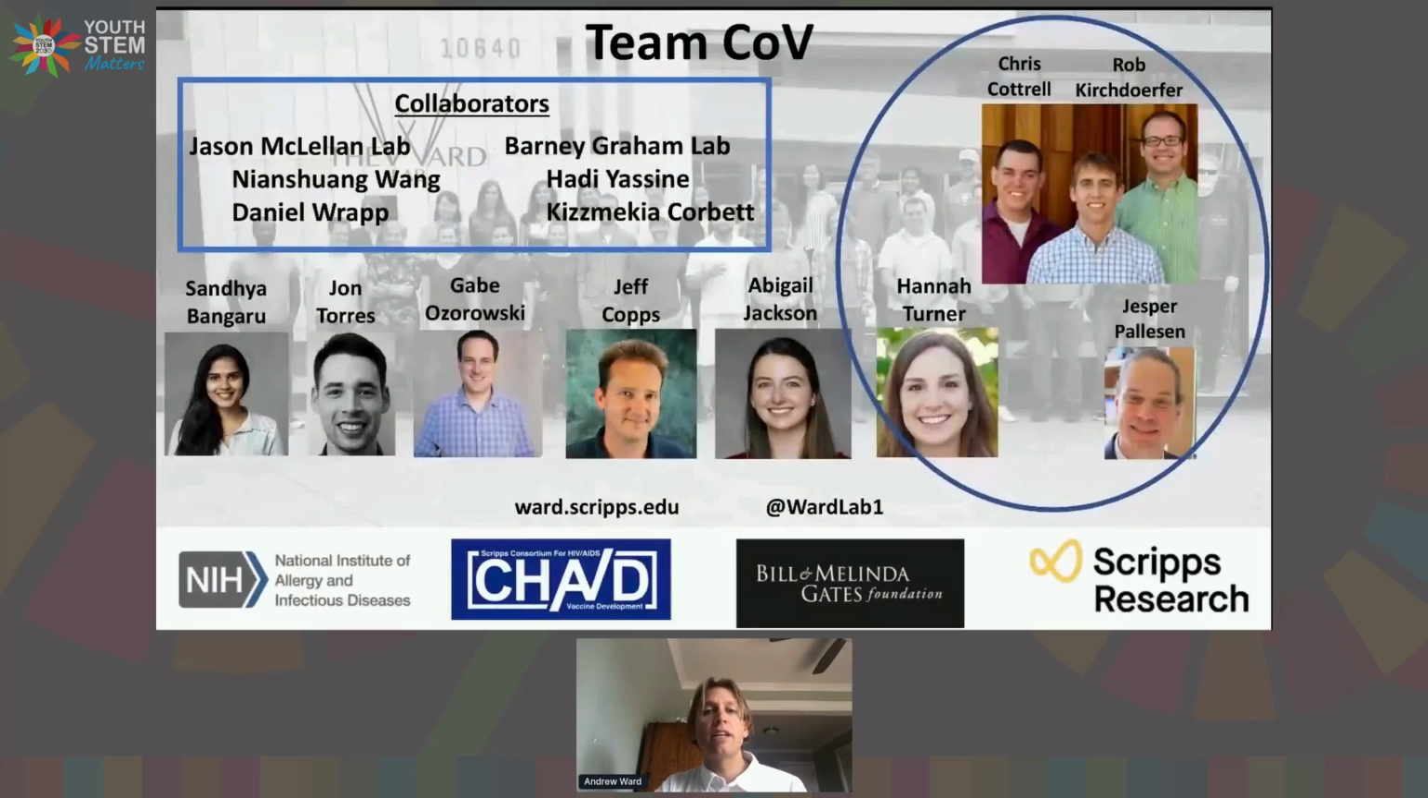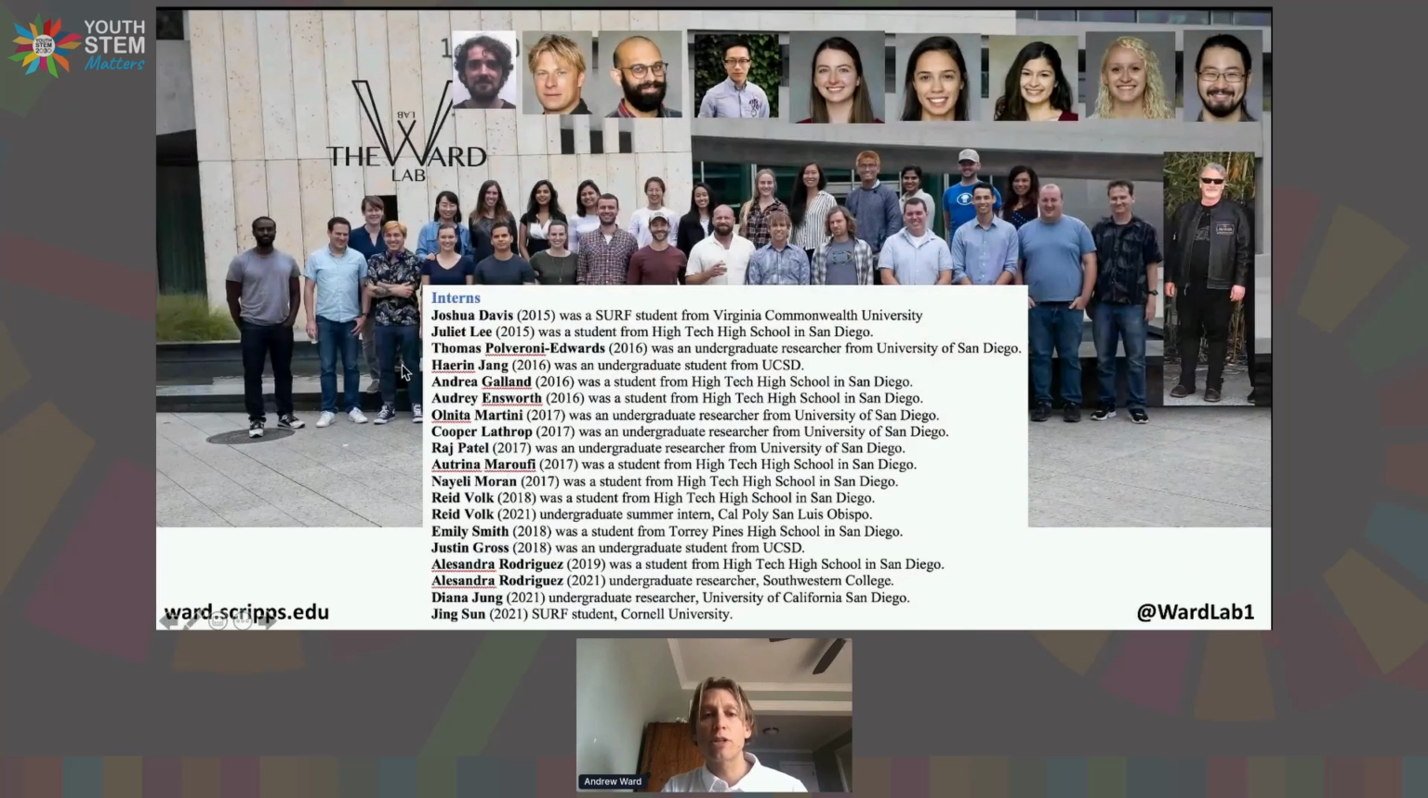So just to end and acknowledge, this is a really fantastic collaboration with the labs of Jason and Barney. This is the original coronavirus structure team from my lab that did the original work. And then we have a team still working on coronavirus research. We've had generous support from the National Institutes of Health, the Gates Foundation, and Scripps Research, which really fund these high risk, high reward type endeavors in my lab.